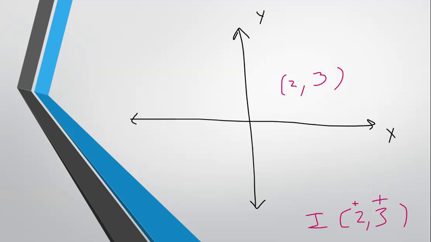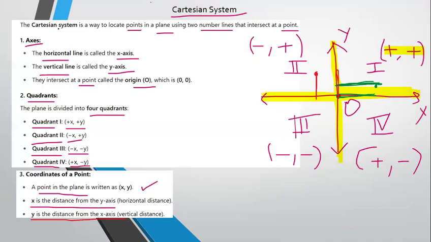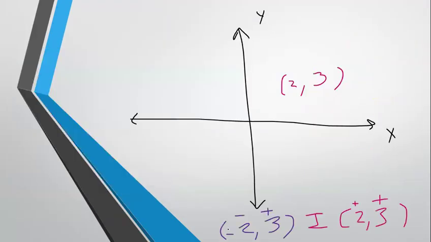Now, if I take another point, say (-2, 3), here the sign of x is negative and the sign of y is positive, which means minus comma plus. Minus plus belongs to the second quadrant. So it will lie in the second quadrant, which means we can plot this point here. Similarly, for other points also, we can find out in which quadrant those points will lie.